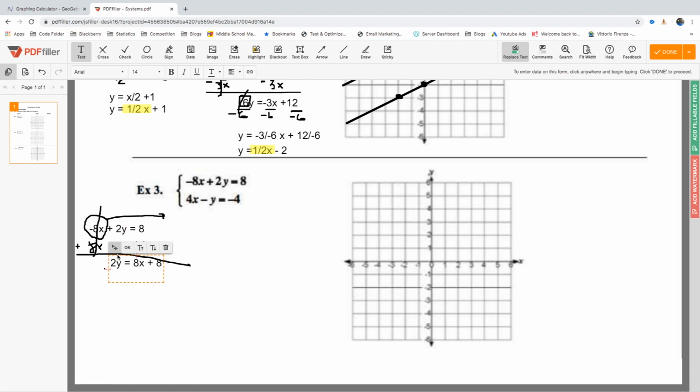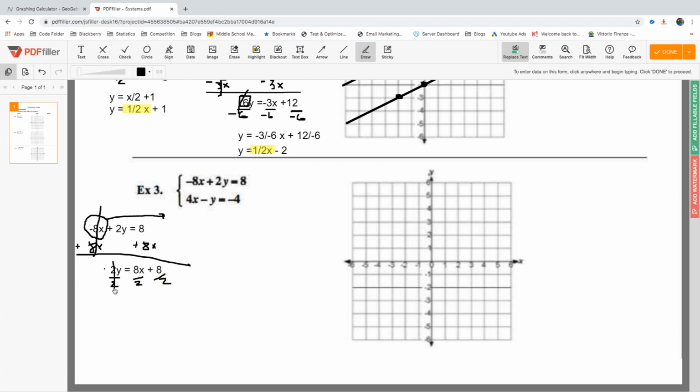Let's drag that down so we can see those numbers. All right, great. Now I've got my 2y equals 8x plus 8. We know we should not have a coefficient in front of y, so we've got to get rid of that. At this point, we use multiplication or division. In this case, I'm going to divide because 2y is being multiplied. So divide by 2, divide by 2, and divide by 2.